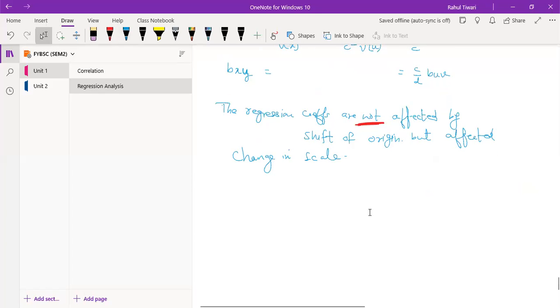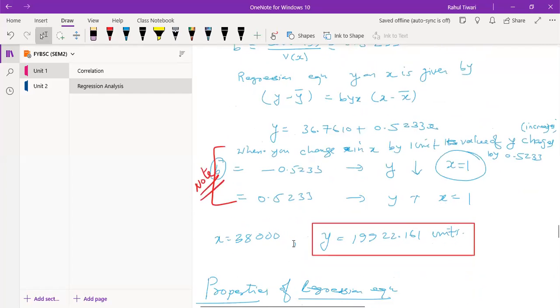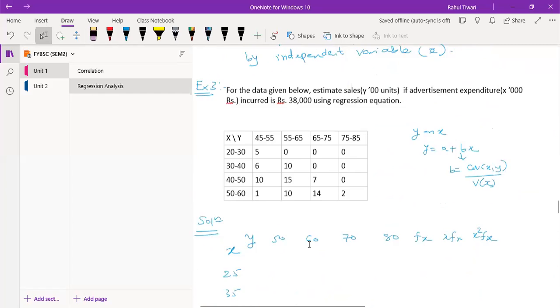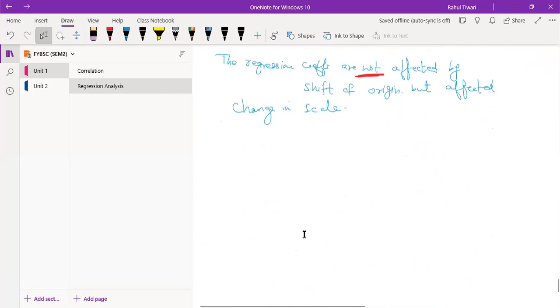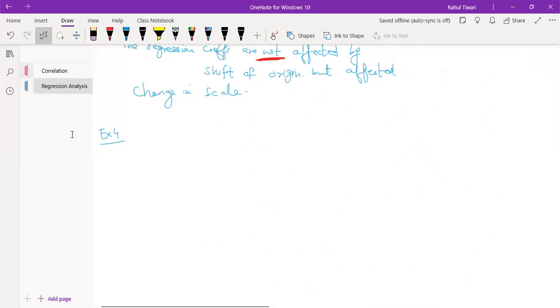So example number, what was it just now? Example number we did, I think, third. Let's do example number 4. What usually, it's a very basic question. I will tell you.